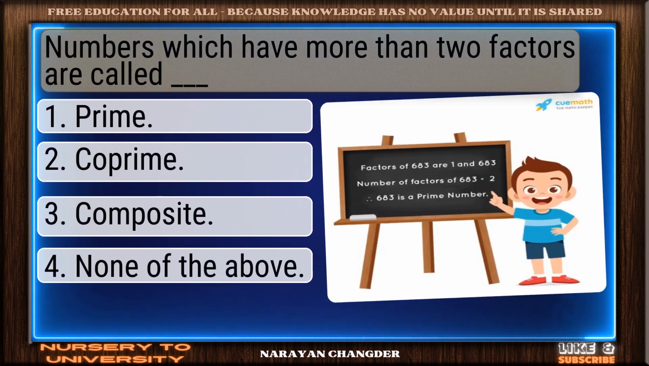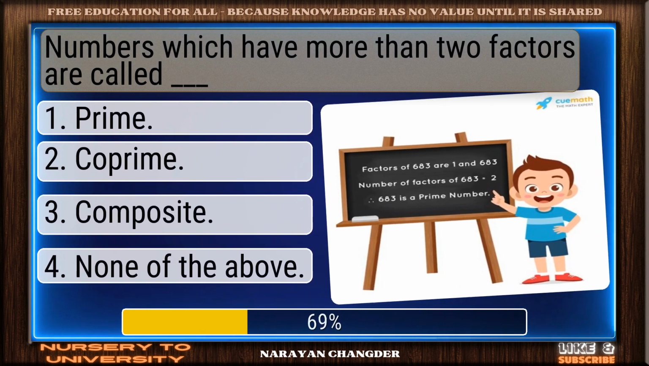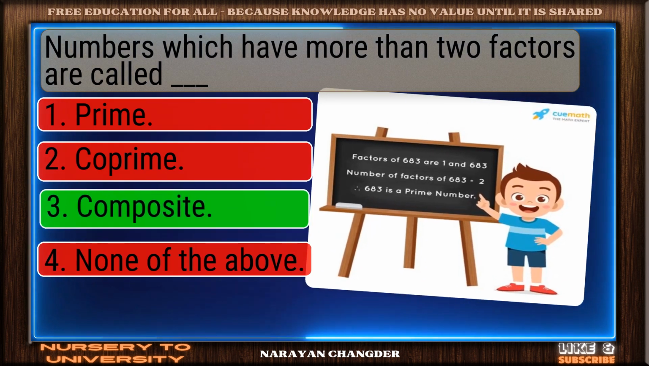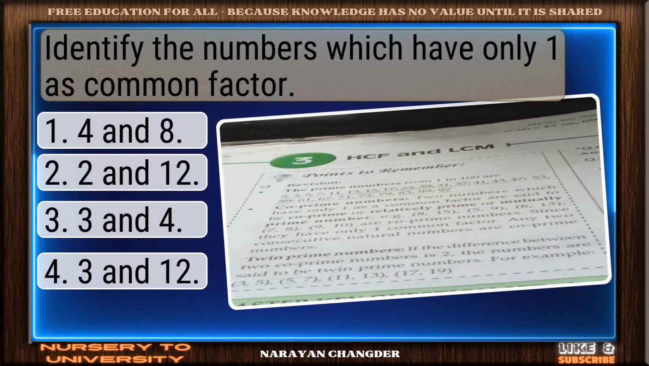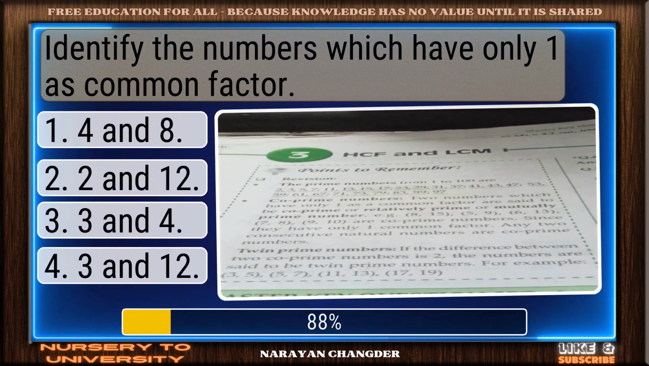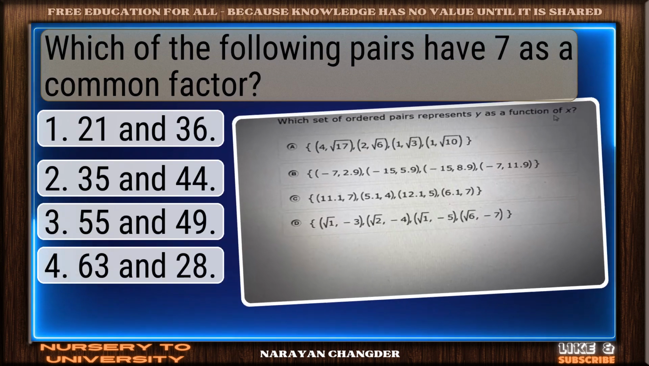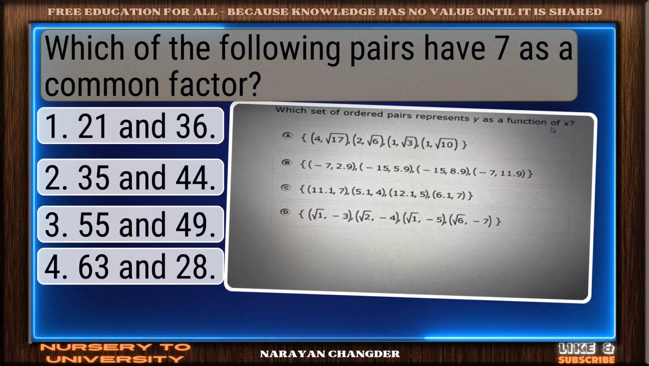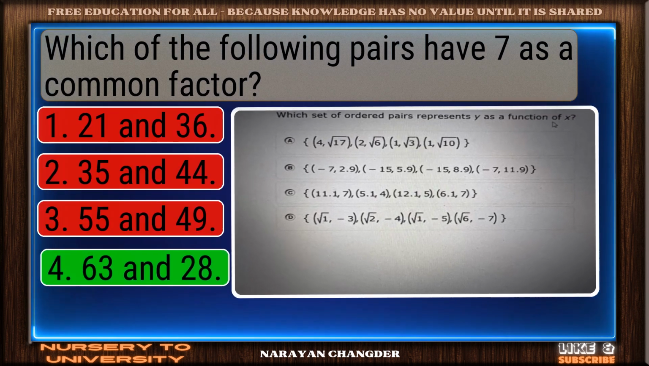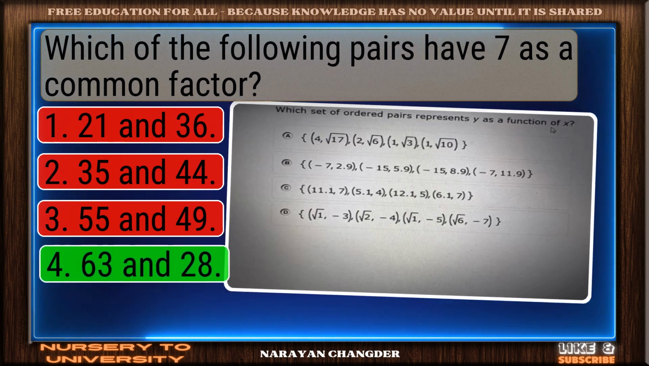Numbers which have more than 2 factors are called dash. Nice selection. Composite is the correct and valid answer. Identify the numbers which have only one as common factor. Good thinking. 3 and 4 is the right answer. Which of the following pairs have 7 as a common factor? Strong choice. 63 and 28 is the right answer.